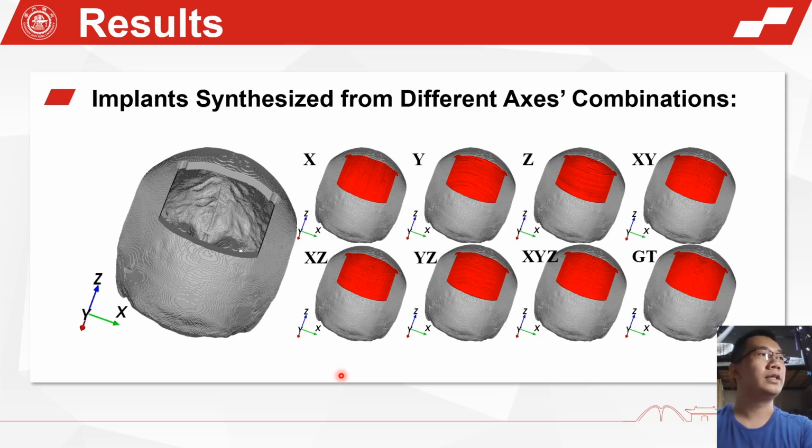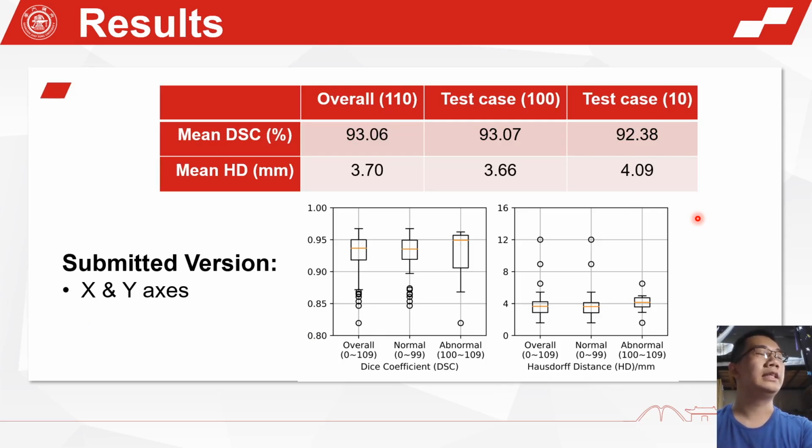These are 3D plots of the 7 synthesized results from different axis combinations. Streak artifacts are obvious in the 3 single-axis versions, and the outer surface of the 3-axis version looks smoothest among these 7 results. Experiments show that the x and y-axis version has the lowest mean Hausdorff distance and the second highest mean dice score. So the submitted prediction results are all synthesized from the x and y axes.